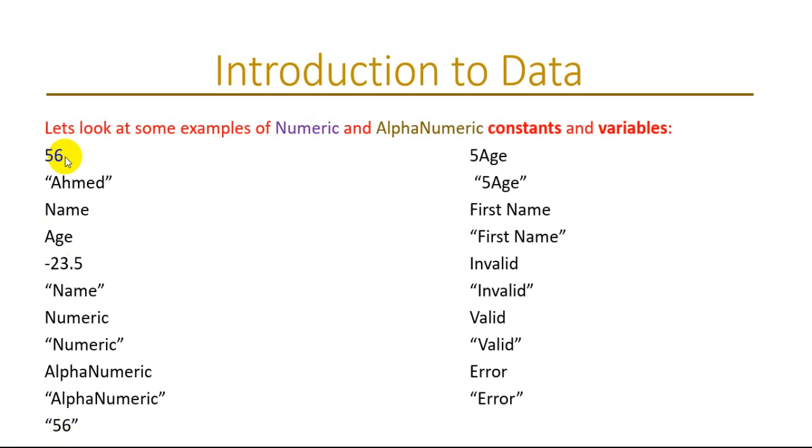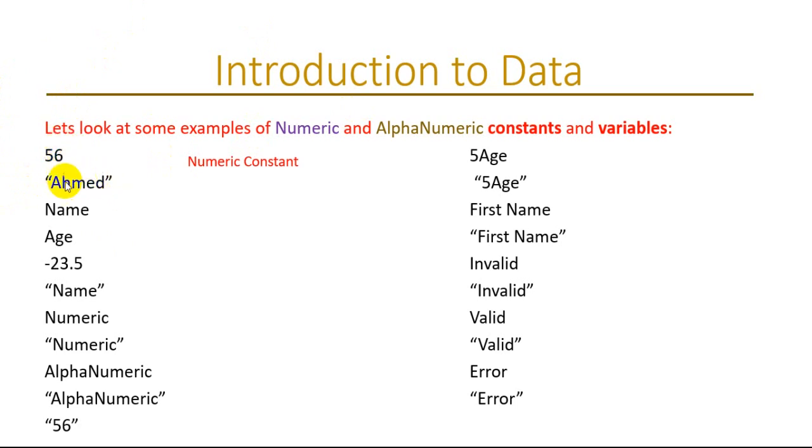Now first, in the first example, we'll take 56. Now 56 is a numeric constant. Why? Because this is a number and it can be added, subtracted, multiplied, any arithmetic operation can be done, but it is not a variable because 56 can't be different now. Always, even after 2000 years, if you look at 56, 56 will be still 56. So that's why it's a constant and not a variable. Okay, so this is a numeric constant.